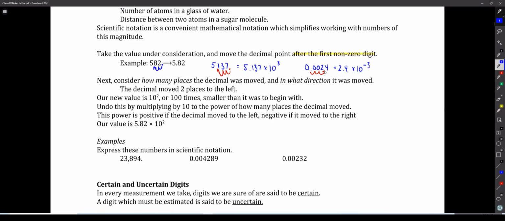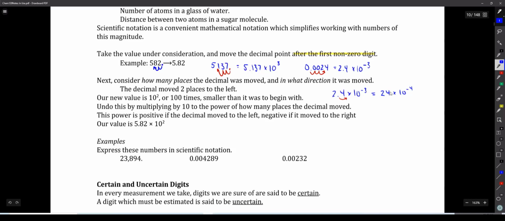Now, I want to point out one other thing here. So let's say we've got 2.4 times 10 to the -3. Let me move it down a bit. Do you agree that I could move the decimal to the right one more time? That would be 24 times 10 to the -4.